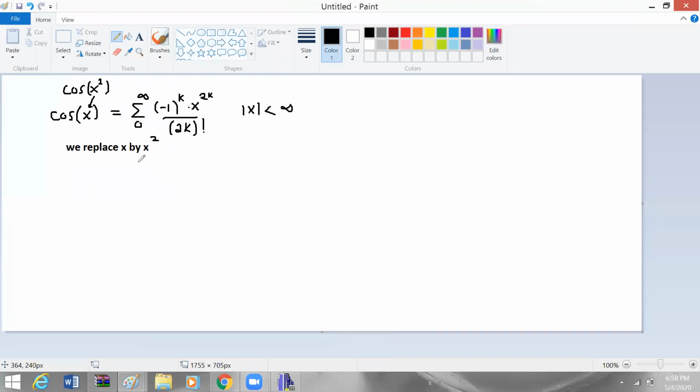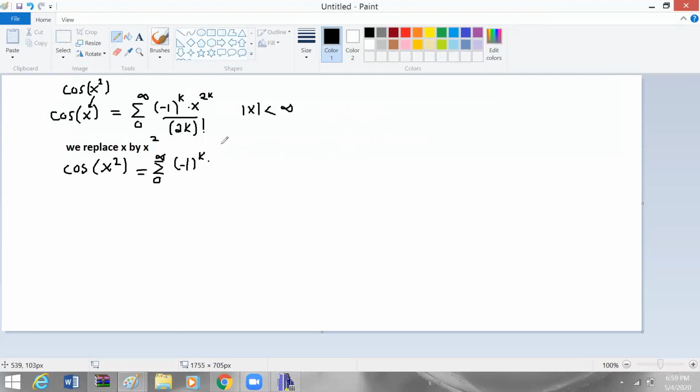And I've replaced x by x squared, meaning that I'm going to replace this x by x squared. So I can also have the cosine of x squared equal to the sum from 0 to infinity of -1 to the k.